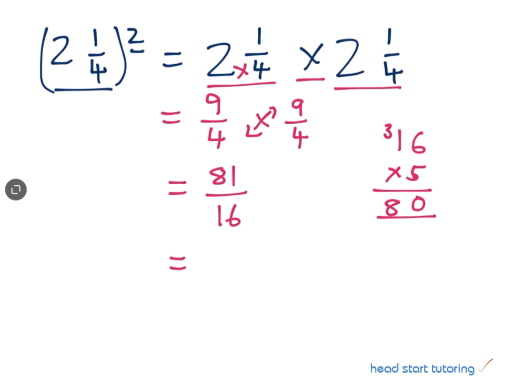So 16 fits into 81 5 whole times, which is 80, and the difference between 80 and 81 is equal to 1, so we've got 1 over 16. So 2 and 1/4 squared is equal to 5 and 1/16, or 81/16.